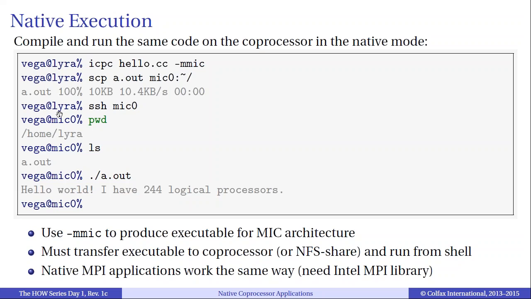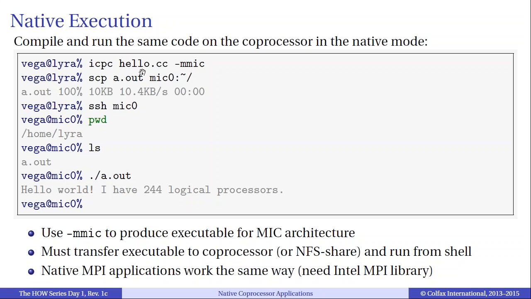Now I'm inside of mic0. I'm inside of my user home folder. And when I list my home folder, I find a.out. This is the executable. And then on Xeon Phi, I run a.out and it says, hello world, I have 244 logical processors. You cannot go to Xeon Phi and compile your application there.